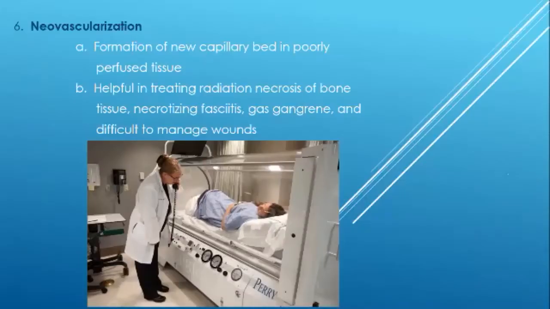This is the next reason why we use it. Neo, what's neo mean? New. So new vascularization, which means formation of new capillary beds in poorly perfused tissue, right? So when you have a leg or a foot that has poor perfusion, when you put them in a hyperbaric chamber, not only does it increase the amount of oxygen that's there, but it makes you form new capillaries for the blood to get there.